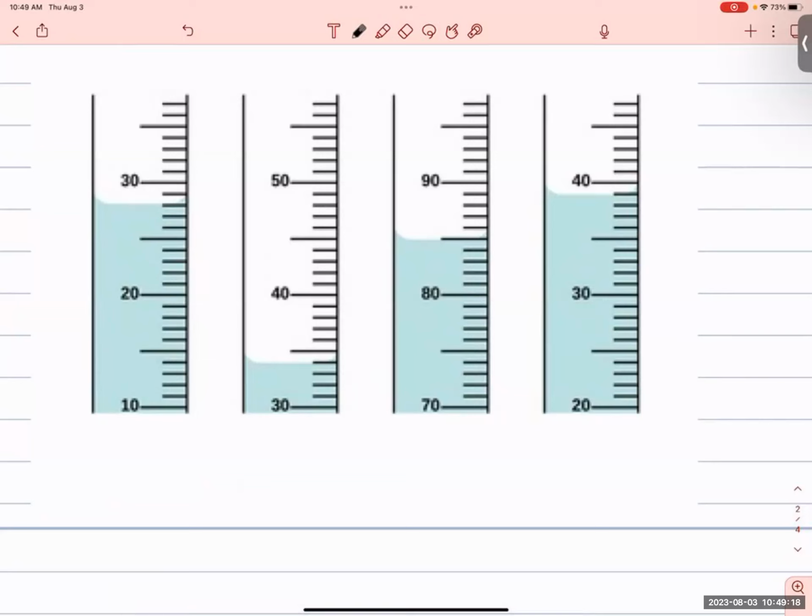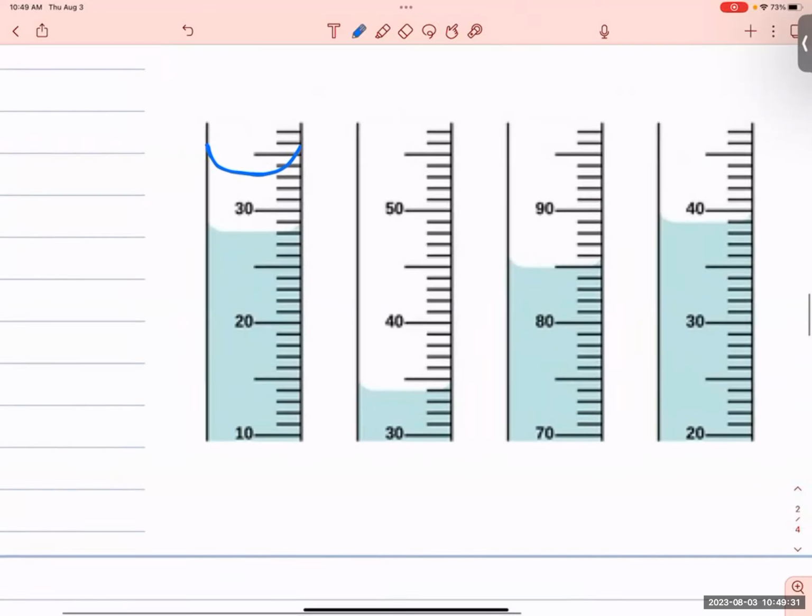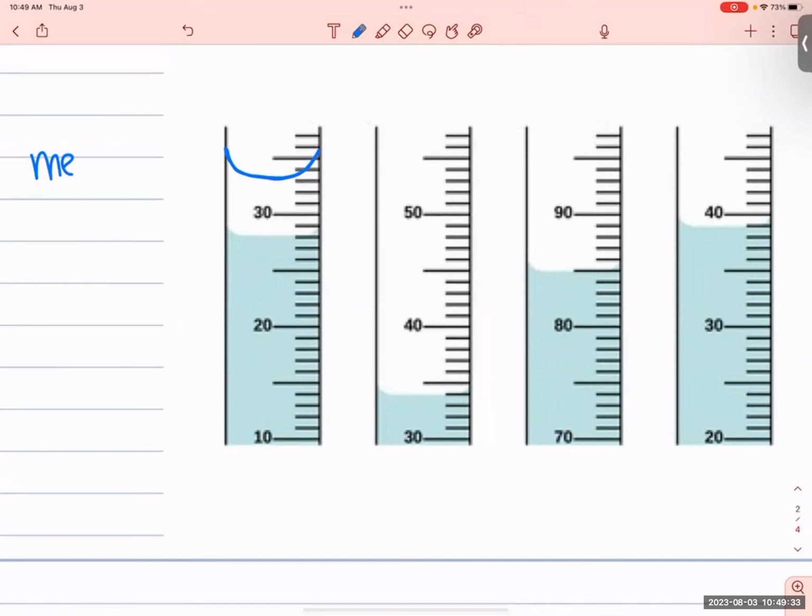Okay, so you may have noticed, I know it's a little hard to see here, that something happens in a graduated cylinder, and you may have seen this before in another class, but the liquid kind of does this, okay? And we call this the meniscus. It's the cohesive property of the liquid that goes up the side of the glass or the plastic. The larger the graduated cylinder, the less meniscus you see. The smaller the cylinder, the more meniscus that you see.